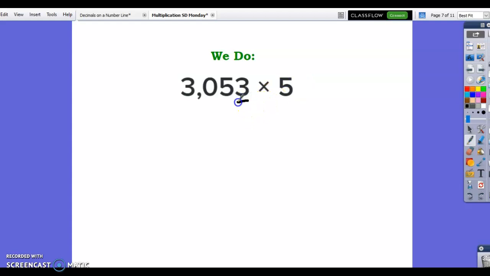Okay, so you should have a 5 underneath. I'm going to move all of this, and then I'm going to put my multiplication equal sign. And then remember, ones, tens, hundreds, thousands. So 3 times 5 is 15.